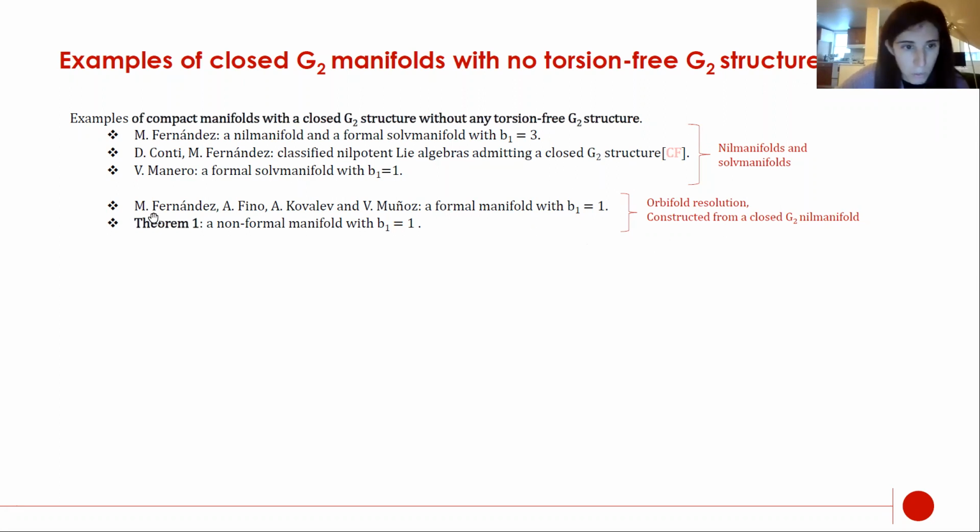The first example was in the paper of Fernández, Fino, Kovalev, and Muñoz, where they construct a formal manifold with first Betti number equal to 1. And in this talk, we're going to see the construction of a non-formal manifold with b1 equal to 1.